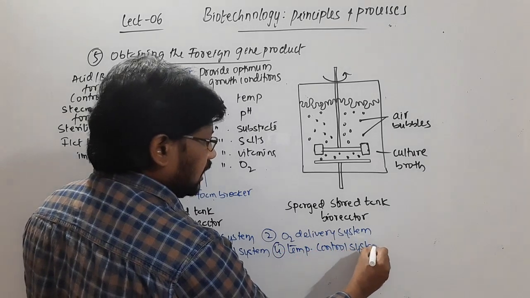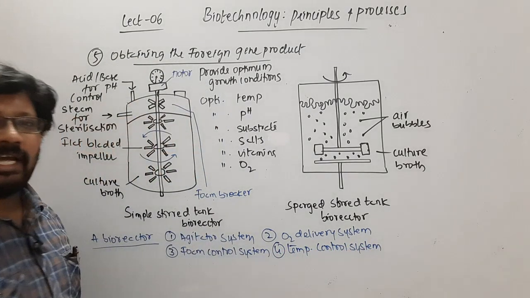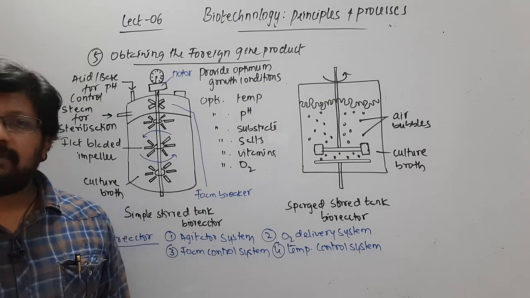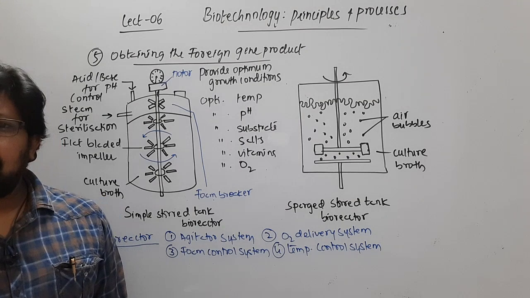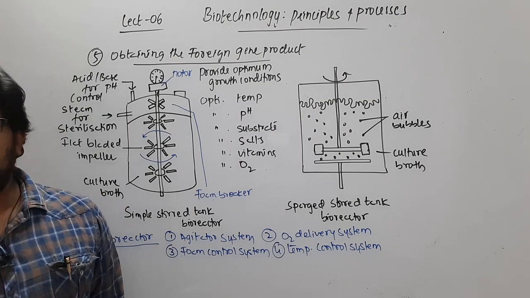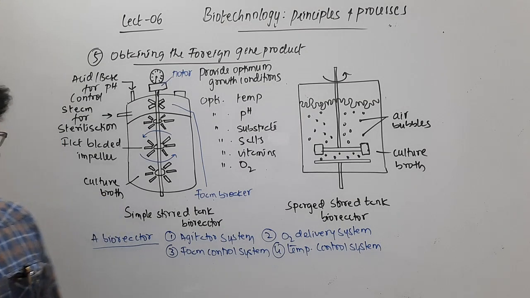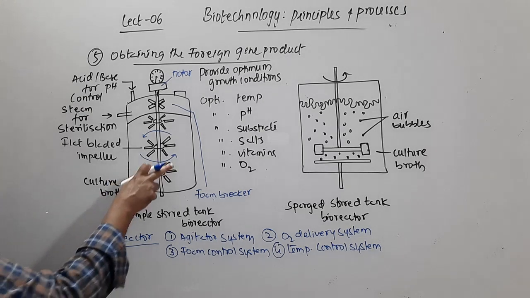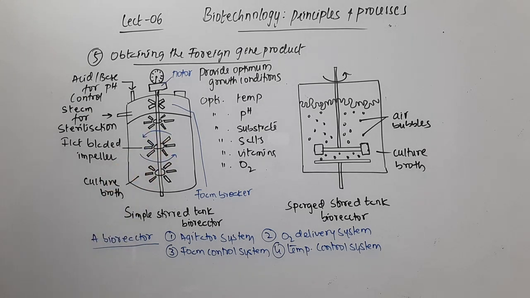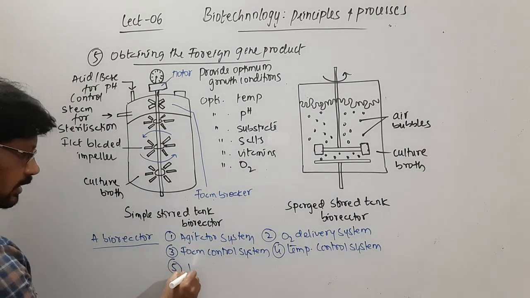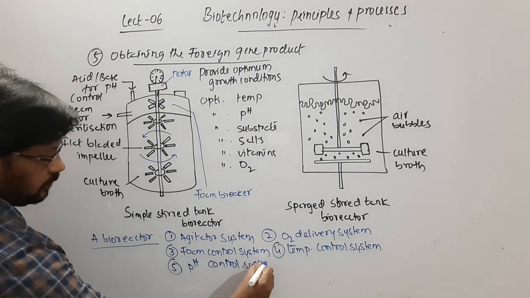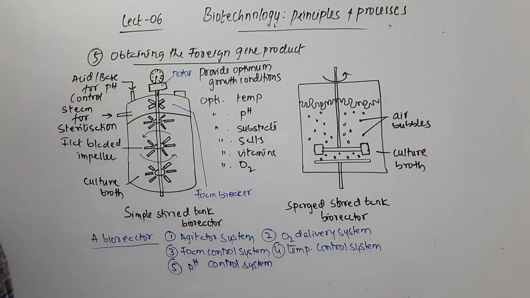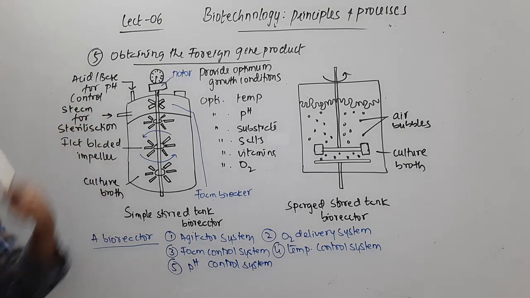Because we know that enzymes are mostly affected by temperature, it's very important to maintain the optimum temperature. Without that, we will not be able to get what we have done all this for. Then they also have the pH control system, which I have already discussed.